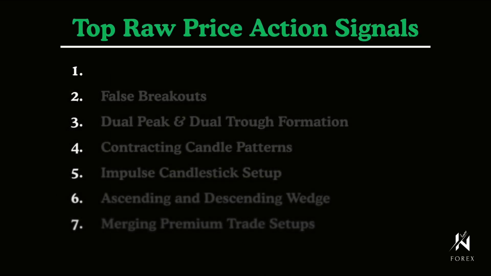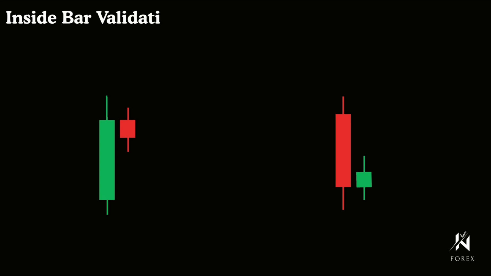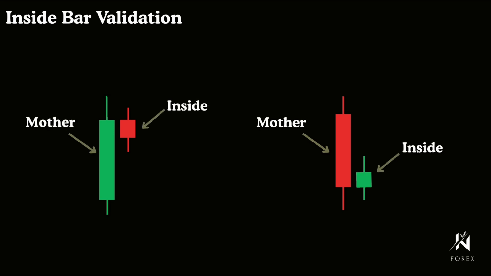Number 1. The inside bar validation. An inside bar is a candlestick formation made up of two candles. The initial one is large and known as the mother candle, while the second is smaller and stays entirely within the range of the first.